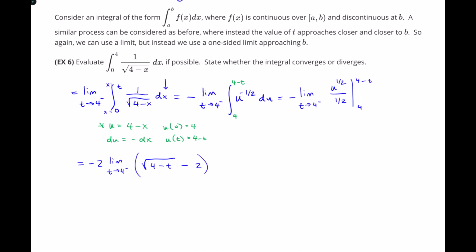Okay? Now, as we let the square root of 4 minus t, well, t is going to 4, so as we approach 4 for the square root function, this is going to approach 0, because the square root of 4 minus 4 is the square root of 0, which is 0, so it will approach 0, leaving us with negative 2 times 0 minus 2, which is also negative 2, or a final answer of positive 4. So the value of this integral exists and is positive 4.